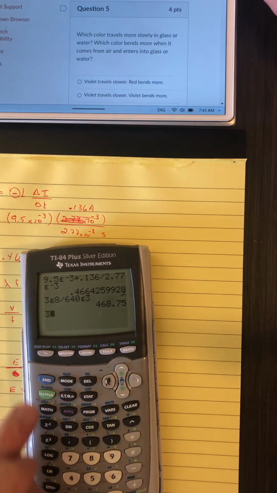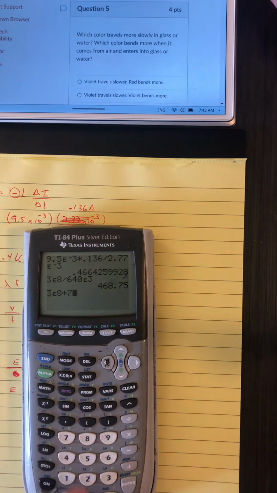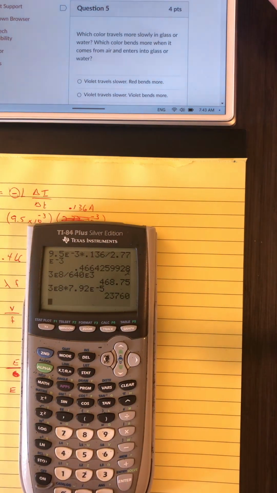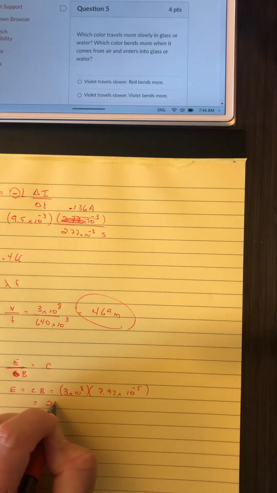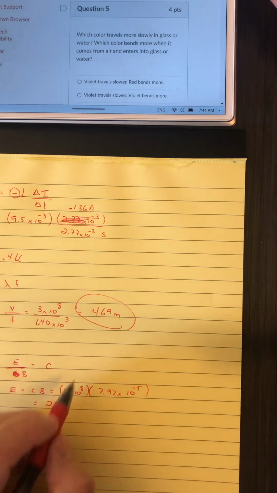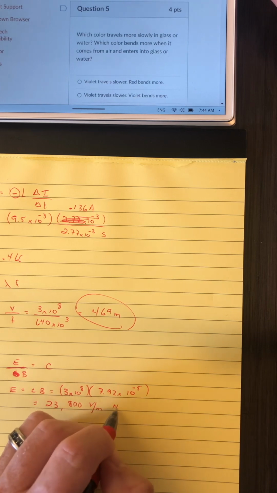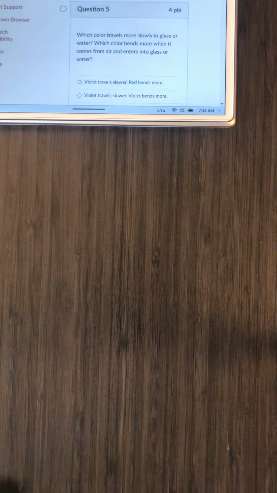So this would be 3 times 10 to the 8th, and I multiply that by 7.92 times 10 to the -5, and I'm looking at about 23,000. And to 3 significant figures, that would be 23,800, and that could be volts per meter or newtons per coulomb. Both are good options for the electric field. Let's see what our options are.